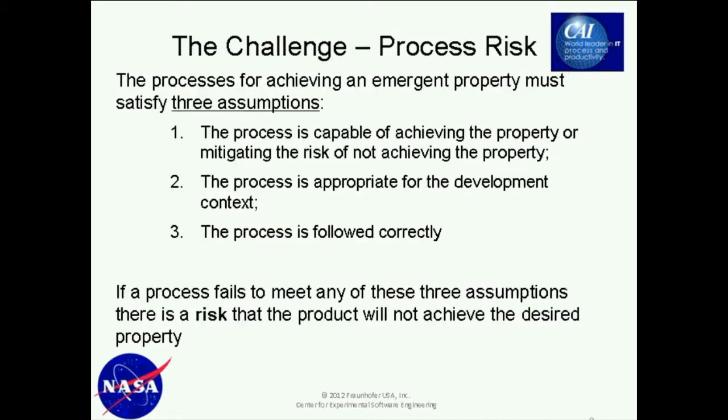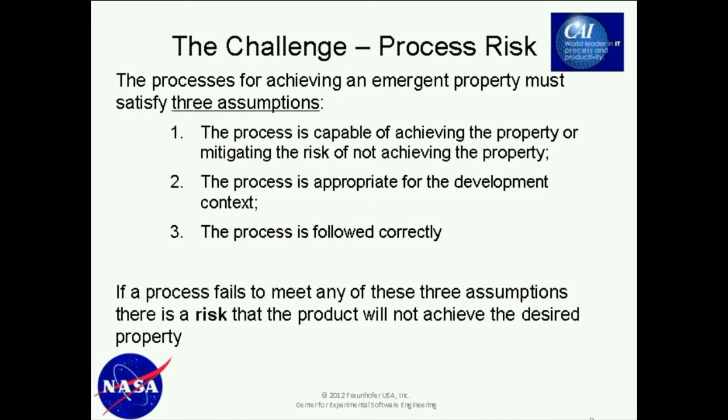The challenge, the problem, is that the processes for achieving those emergent properties are going to work, or lower the risk of not achieving the property, only if the process is capable of achieving the property or mitigating the risk of not achieving it. So that's the first issue. Just because something is purported to work, it doesn't mean it's going to work. The second issue is: is the process as defined appropriate for the context in which you're applying it? What other techniques are working along with that, and do they integrate well together?